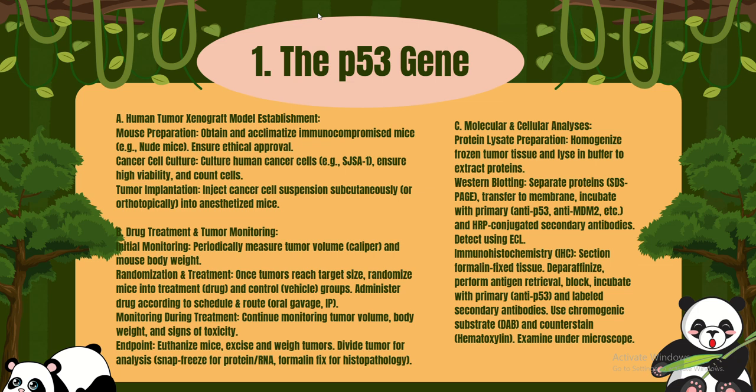Next, to test new drugs, scientists implant human cancer cells, sometimes even real tumor pieces from patients, into mice. These mice have a weakened immune system, so they don't reject the human cells. They carefully inject the cells under the skin or into an organ, letting a tumor grow. Then they measure the tumor size using a small ruler or a special light system, if the cancer cells glow.